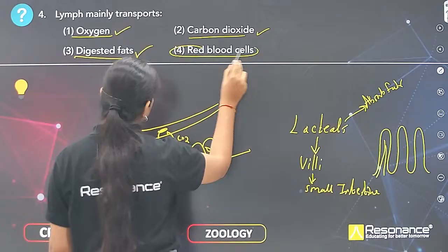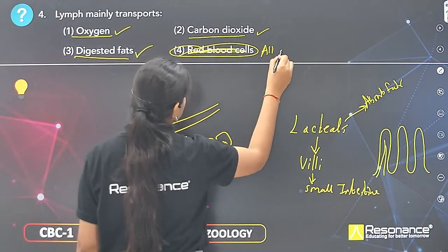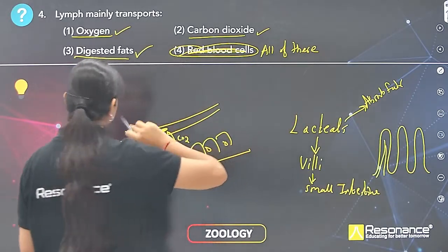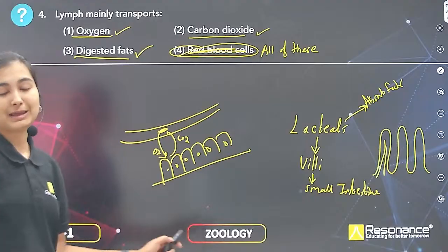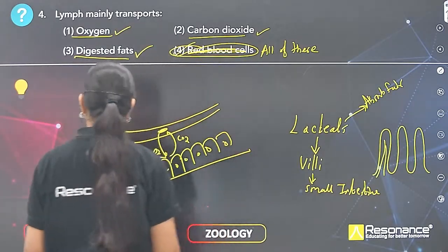So I think this is an option here. I think it should be what? All of these. So the fourth option is all of these. It's a typing mistake here. So the answer is what? The 4, which is all of these.